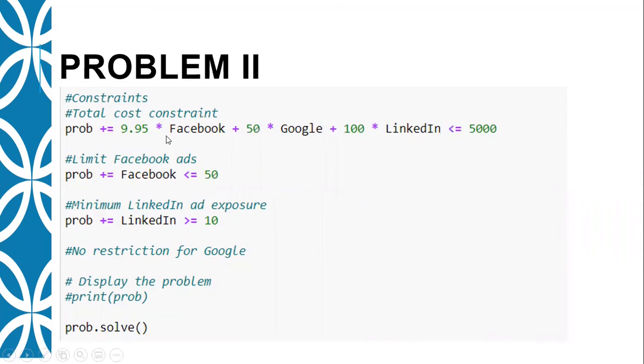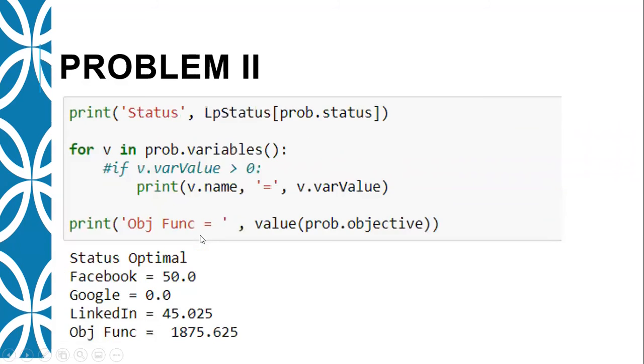And these are the constraints. The first one is the budget constraint. We have a total budget of 5,000 per month, and these are the cost per milli of Facebook, Google, and LinkedIn. We want to limit Facebook ad slots to less than or equal to 50, and LinkedIn ad slots to more than or equal to 10. And there is no restriction for Google. And we solve this problem.